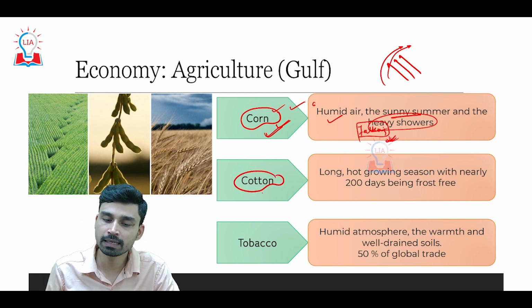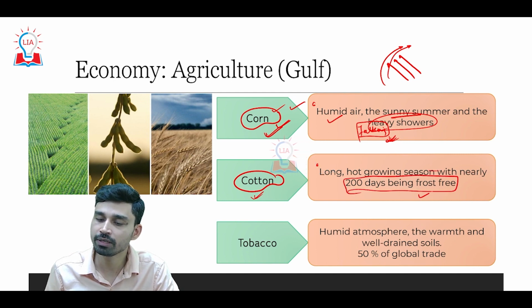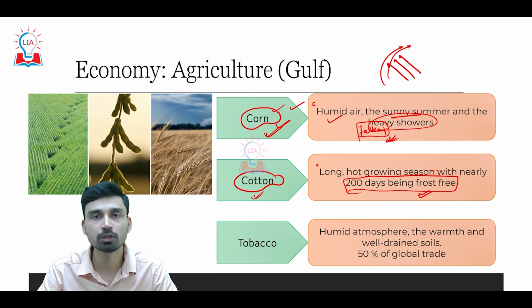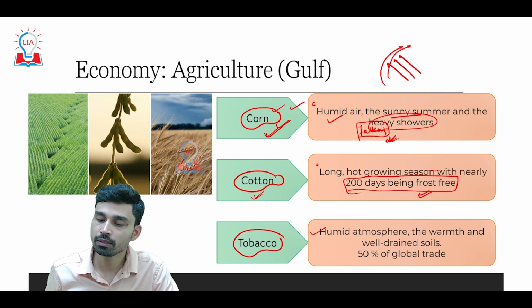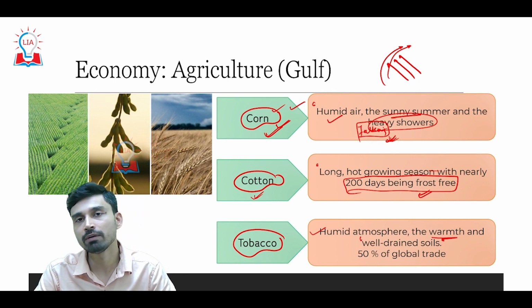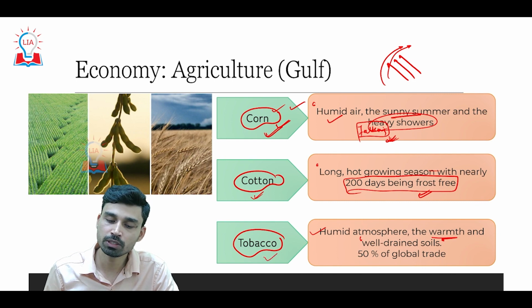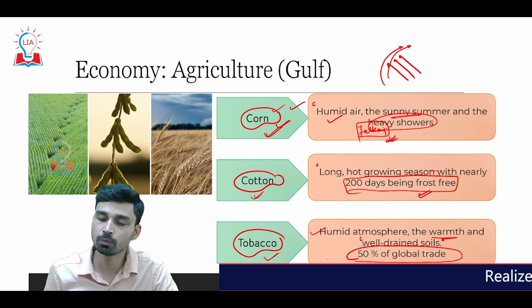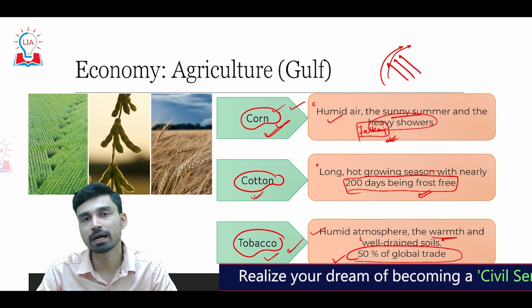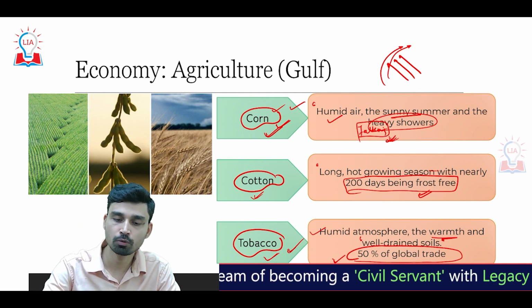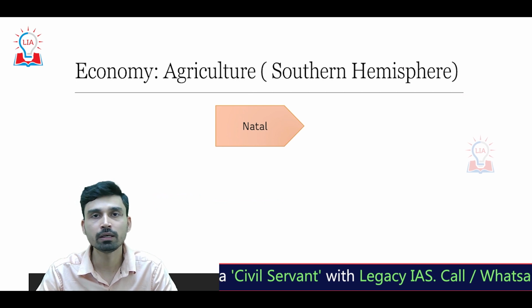The other major crop that can grow in this region is cotton, obviously, because cotton prefers a long and hot growing season, and since this area has 200 frost free days, cotton crop growth is also very bumper in nature. The third major crop is tobacco. Due to the humid, warm atmosphere, as well as the well drained soil, the continuous rainfall, and the many rivers flowing through this area, tobacco is well grown here, and it is believed that 50% of the global tobacco trade can trace its origin back to the Gulf region of USA. So corn, cotton, and tobacco are the major agriculture crops grown in Gulf type of climate.